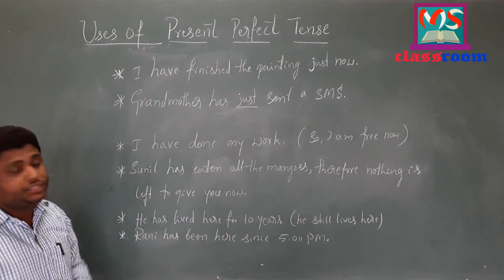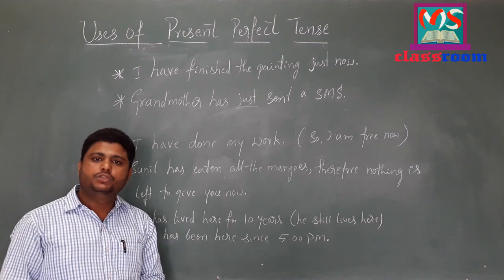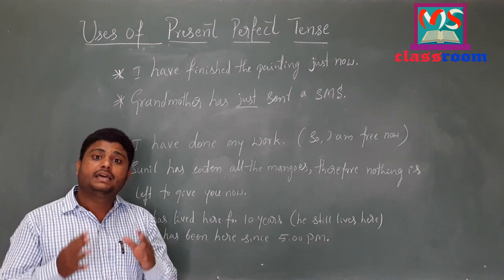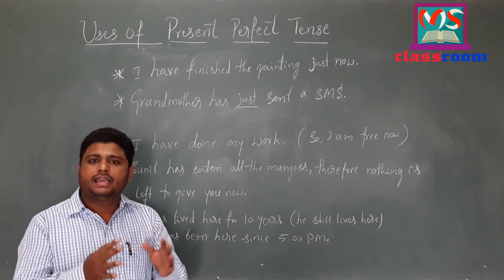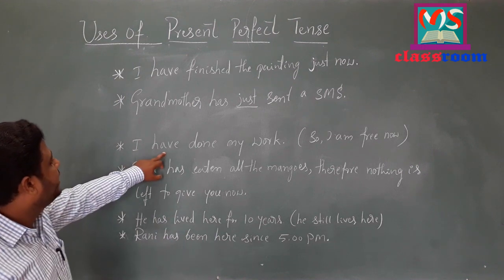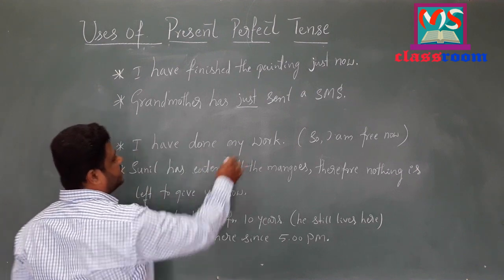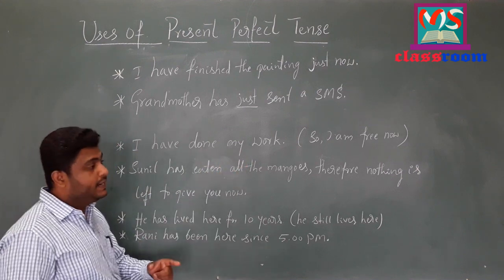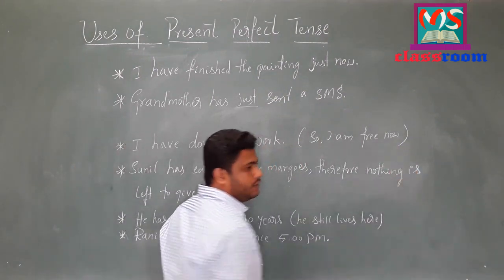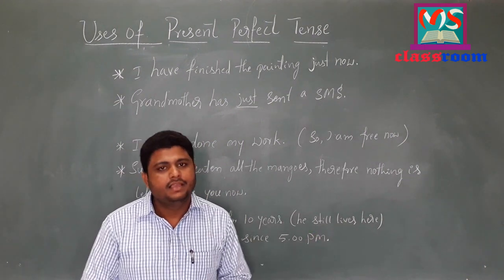Now look at the next use of present perfect tense. Present perfect tense is also used to describe an action which has completed but the effects of the action we still have to see, or still have to experience. Look at the example. I have done my work. So here, the action has completed, but the effect of the action indicates that I am free now. Morning I have done my work, right now I am free. So this is the effect.